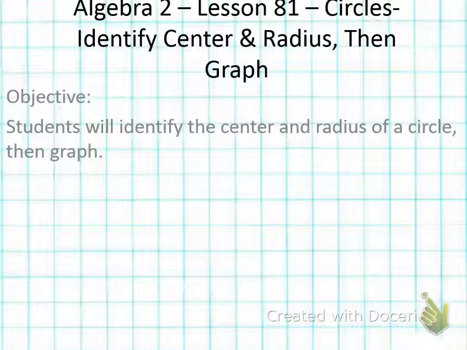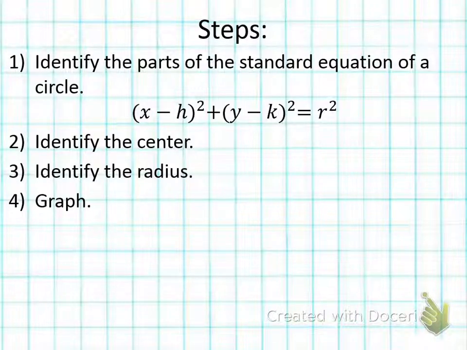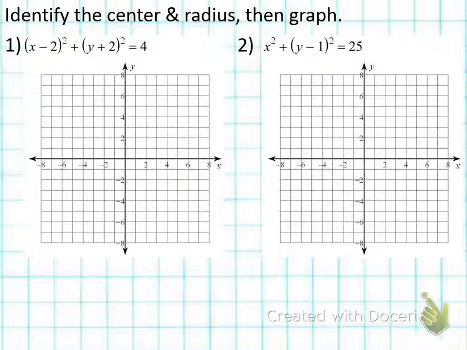So, here are the steps. You have them written down already. If you're on the video, you should pause. But the big thing we're focusing on is the h and the k and the r squared, okay? Once we have those, we could easily graph. So, here you go. Number 1.